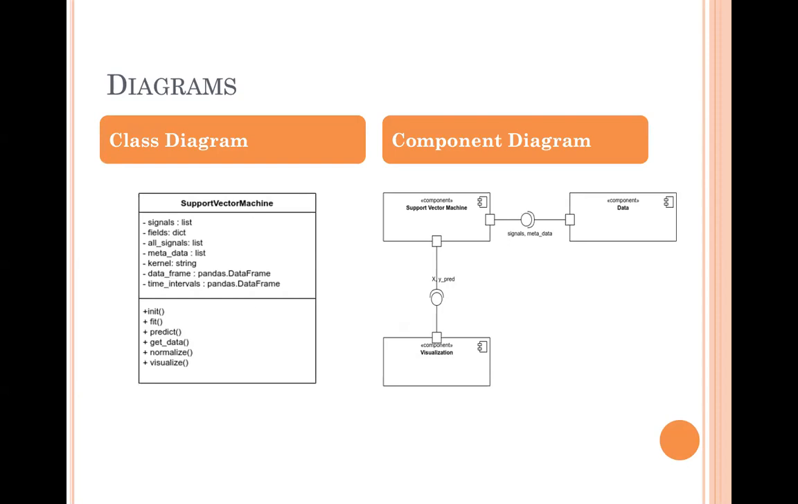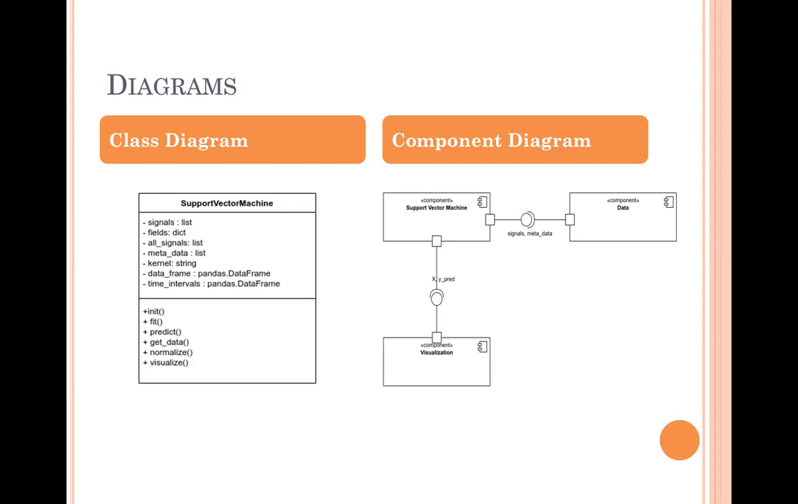All signals, list of signals for all drivers. Metadata, list of fields for all drivers. Kernel, type of string that indicates which kernel should be used for the algorithm. Data frame, type of pandas data frame for plotting drivers' information. Time intervals, type of pandas data frame for plotting time intervals for the driver, which includes initial rest, st1, highway 1, st2, highway 2, st3, final rest.